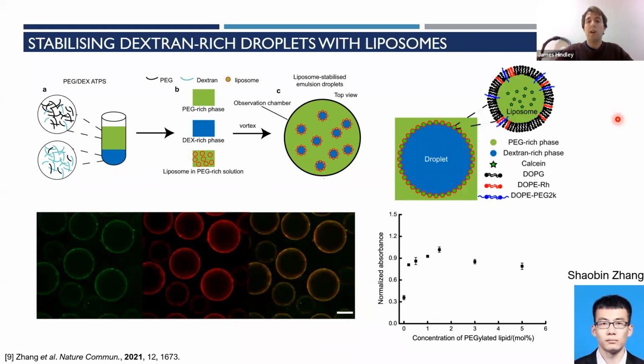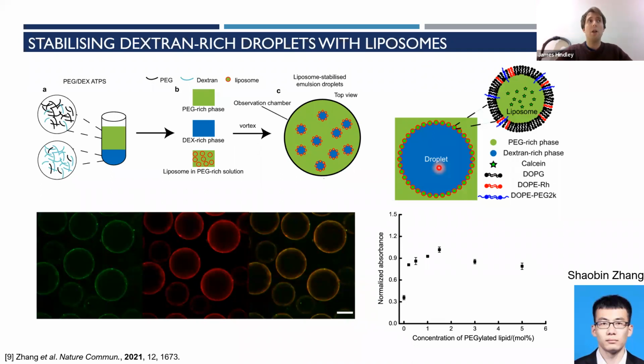So what we found is that we can get a strong attraction of these vesicles to the dextran-PEG interface only when we put this pegylated lipid into the membrane. And we found that around 1.5% we got optimal stabilization. If we don't have this PEG lipid in the membrane, you actually get localization of the vesicles into the dextran-rich core. And this behavior is also observed with biomolecules.